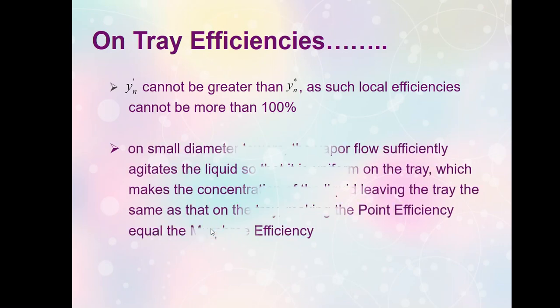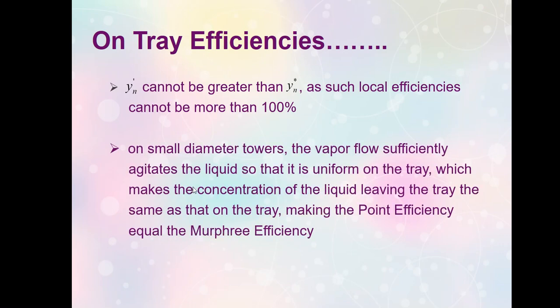Now, on tray efficiency, let's have a look into the principles of tray efficiencies. We have y sub n prime cannot be greater than y sub n asterisk. As such, local efficiencies cannot be more than 100%.